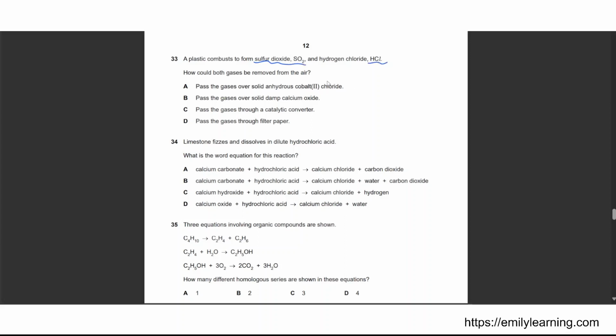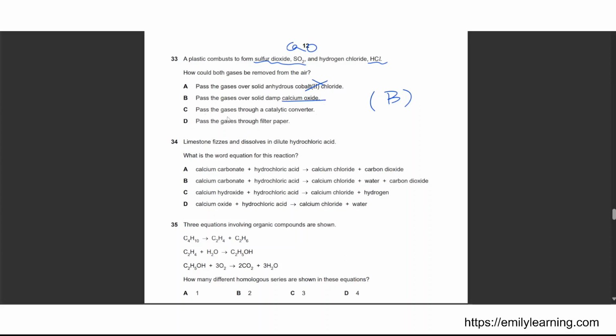Cobalt(II) chloride is a salt, it is not alkaline. So you will pass it over calcium oxide. Calcium oxide is a base, so it can react with acidic oxides as well as hydrogen chloride to form salt, hence removing them from the air. So the answer for 33 is B.